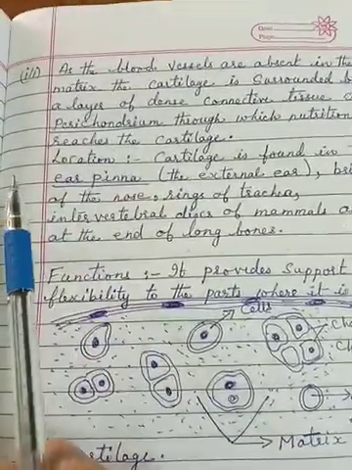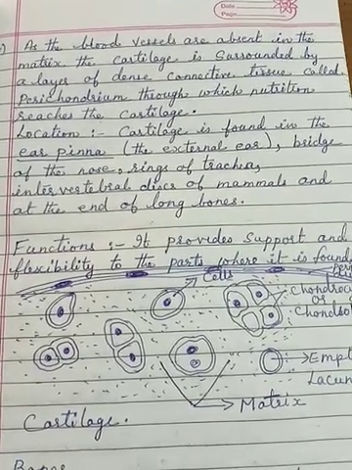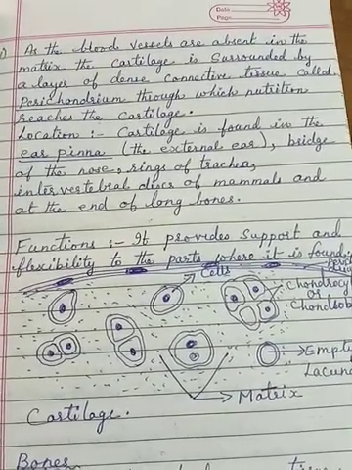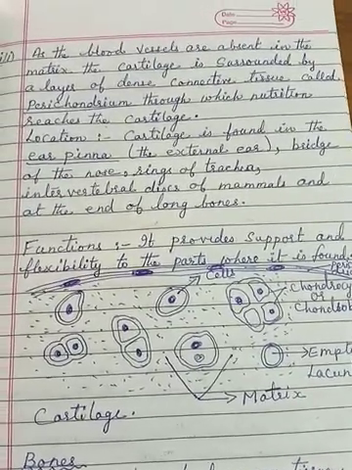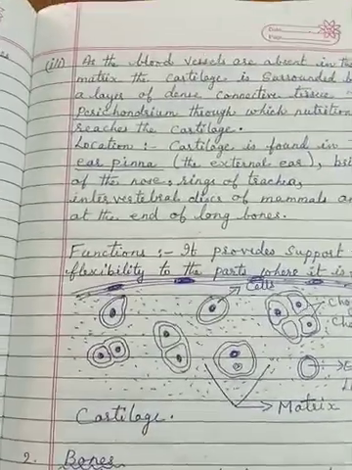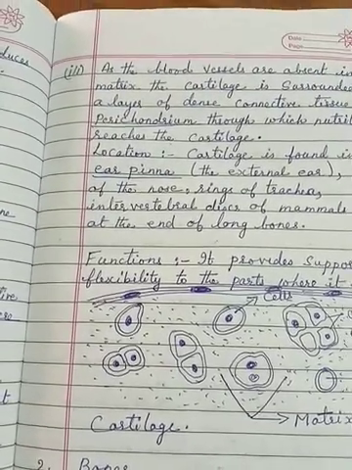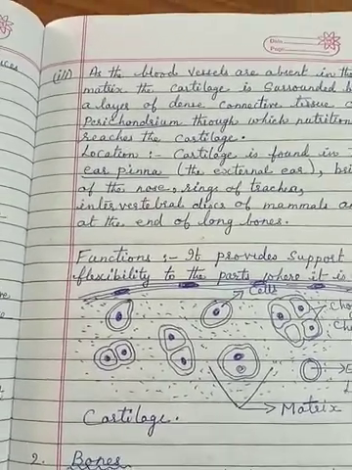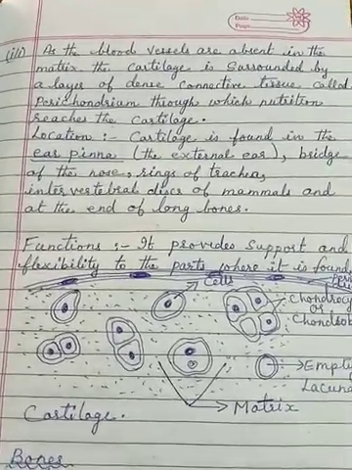Now about the location. Cartilage is found in the ear pinna, the external ear, bridge of the nose, rings of trachea. As it is not hard but slightly hardened, it is flexible, so it is found in the ear pinna. Ear pinna means external ear. The bridge of the nose is the space between the two nostrils. Our trachea is made up of rings, and these rings of the trachea are also made up of cartilage.